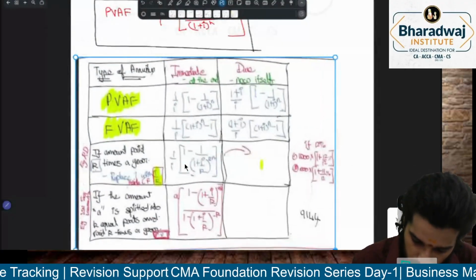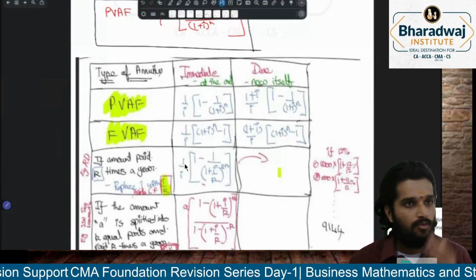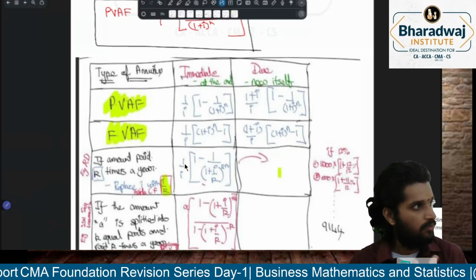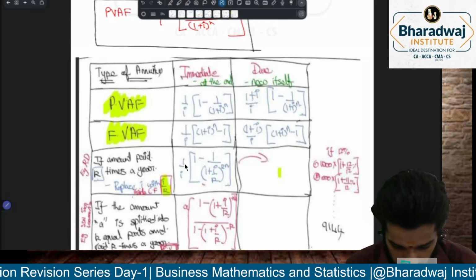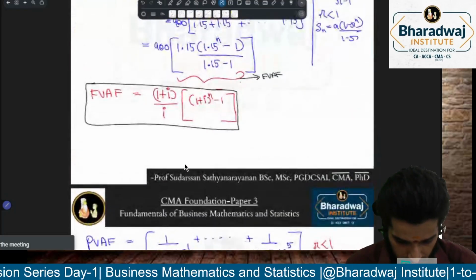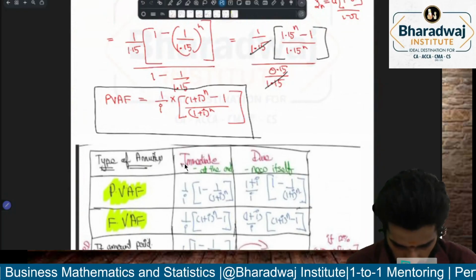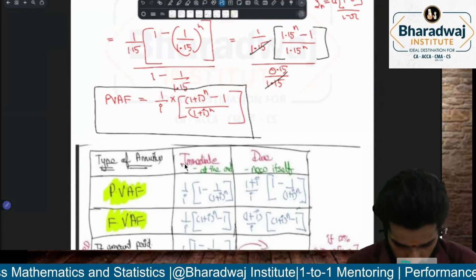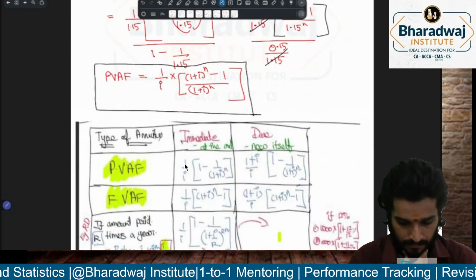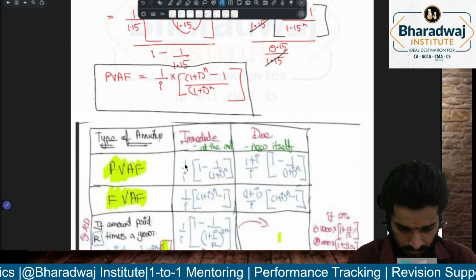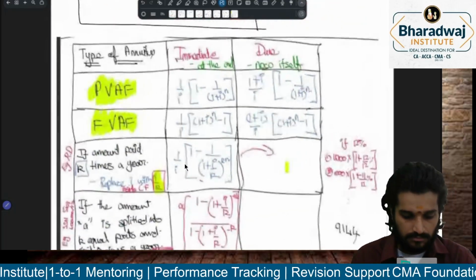This screenshot will help you for annuity due and annuity immediate. What is for immediate? What is for due? Due is now, paid now itself, invested now itself. What is annuity immediate? At the end. Clear?